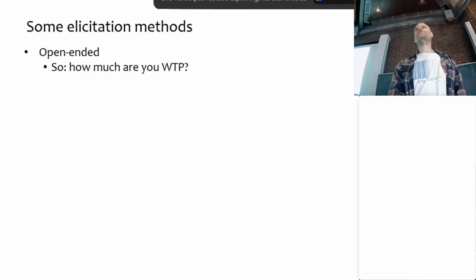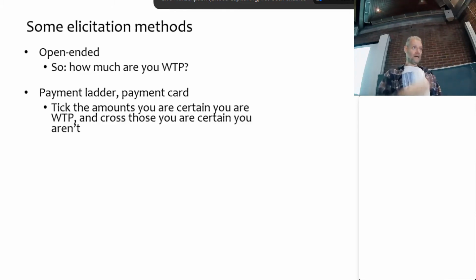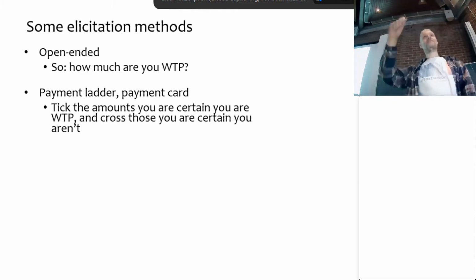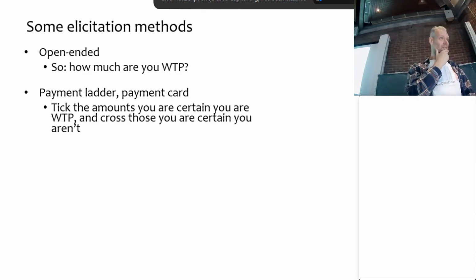So, don't do that, right? This is what people used to do in the 70s, but not anymore. To guide people towards reasonable numbers, you can give them a payment ladder or a payment card, where essentially you show them a menu of prices and they say, well, this seems to be reasonable.